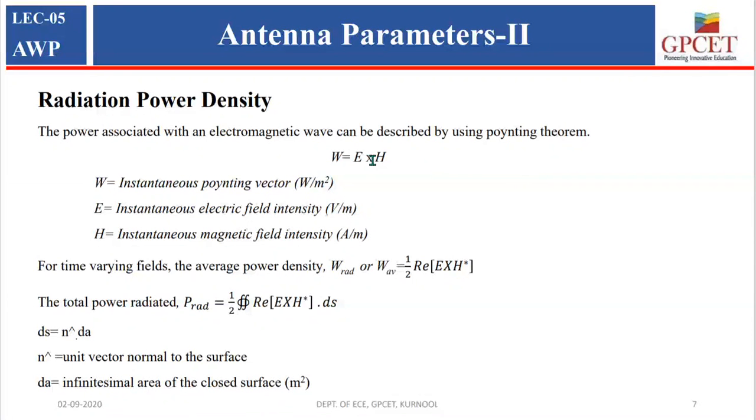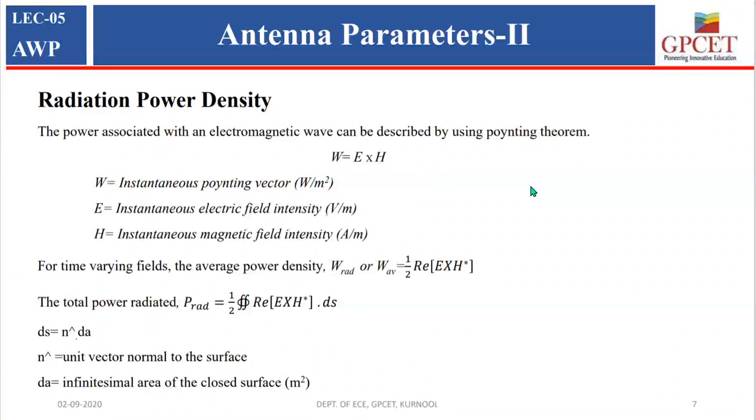So once again I repeat, by using this Poynting theorem, what does the Poynting theorem say? The Poynting theorem says power W, instantaneous power W is equal to E cross H. E is the electric field, H is the magnetic field, the electric field radiated by the antenna and the magnetic field radiated by the antenna. Now, if you want to calculate the power at a point, you have to use this equation. Okay?